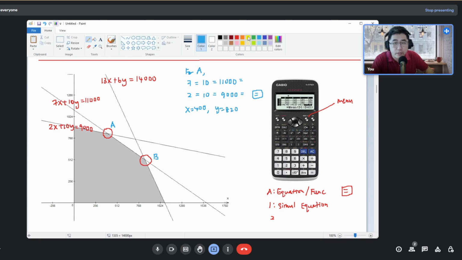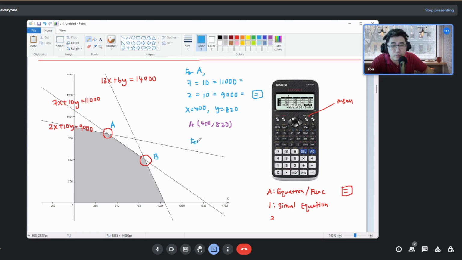What does it mean here? This is your coordinate A: 400 and 820. Not finished yet, because we still need to solve for B.